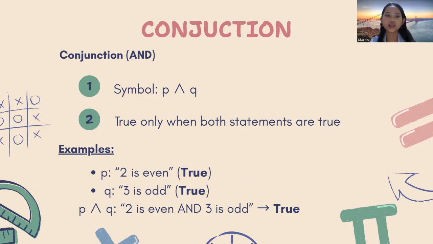Conjunction. This is the symbol of conjunction. A conjunction means and. It's only true when both statements are true. It means P and Q, P although Q, P but Q, P however Q, P nevertheless Q, P despite Q. In this example, both statements are true, so the result is true.